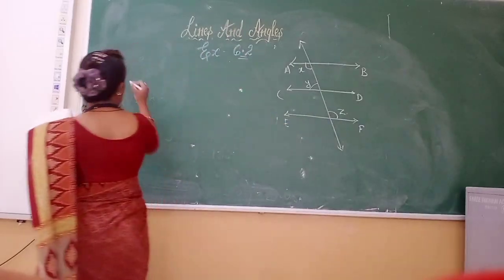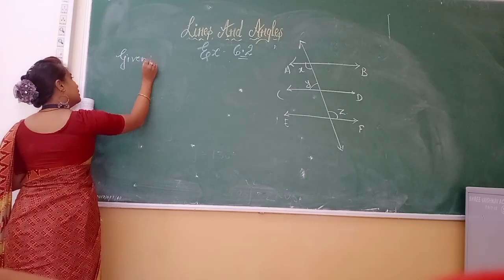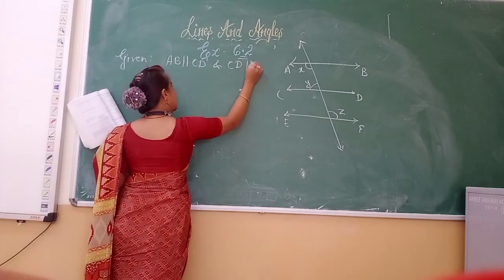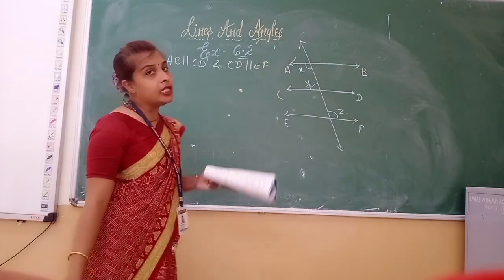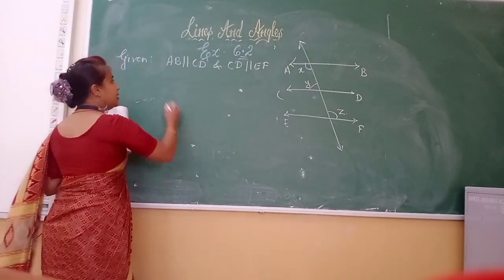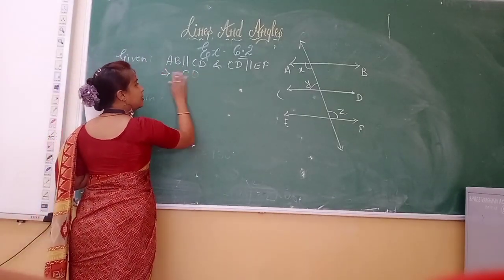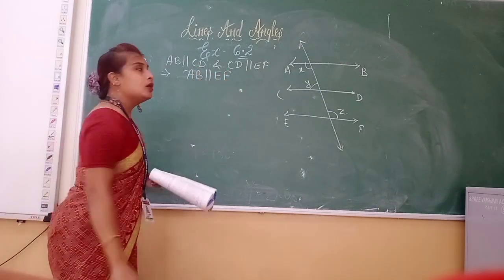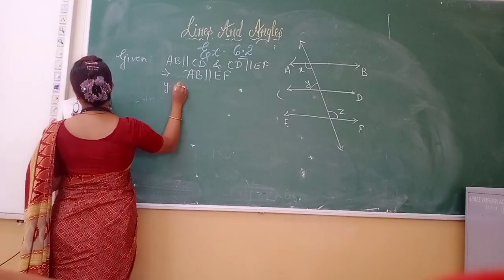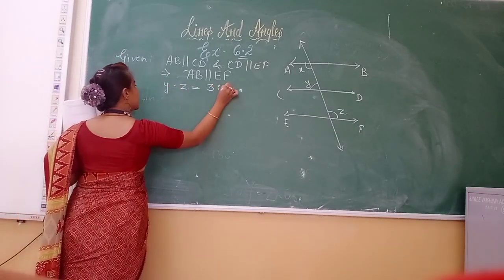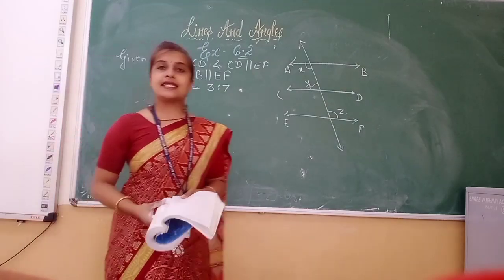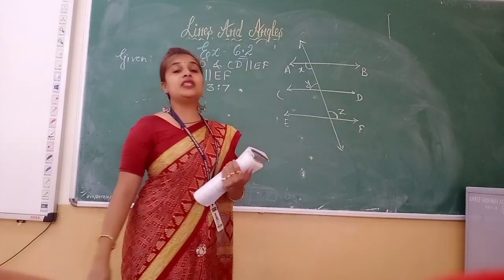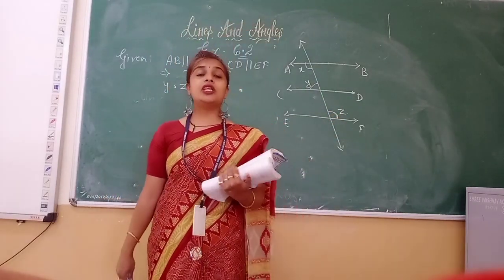Given to us that AB is parallel to CD and CD is parallel to EF. If AB is parallel to CD and CD is parallel to EF, then simply we can say that AB is parallel to EF also. Also it is given that Y is to Z is equal to 3:7. The ratio of these two angles, Y and Z, is 3:7.